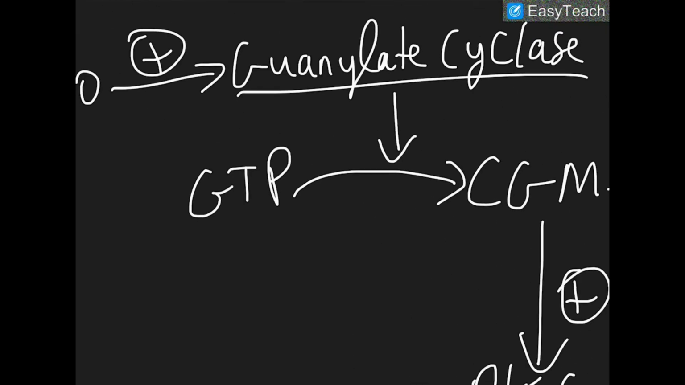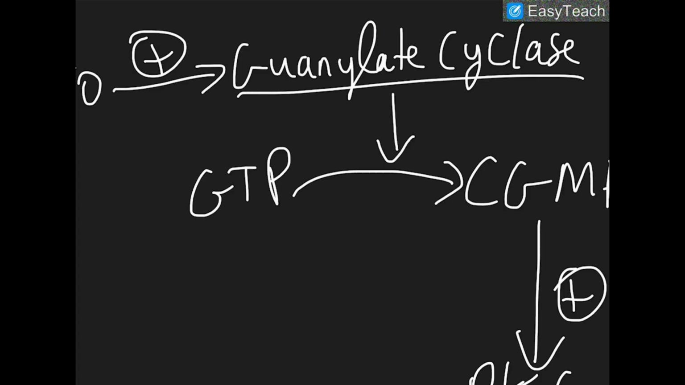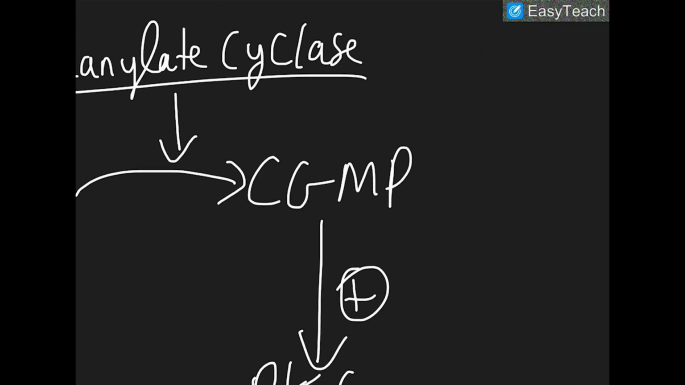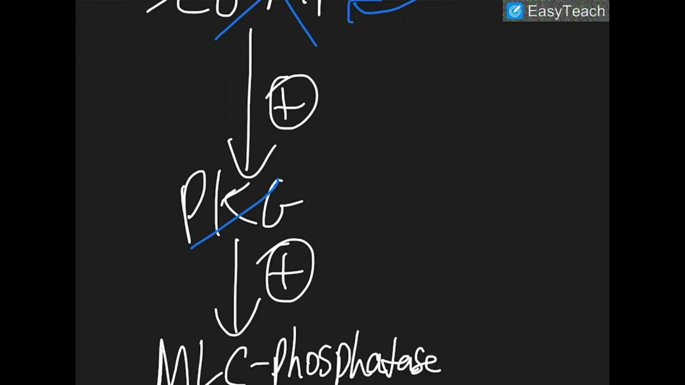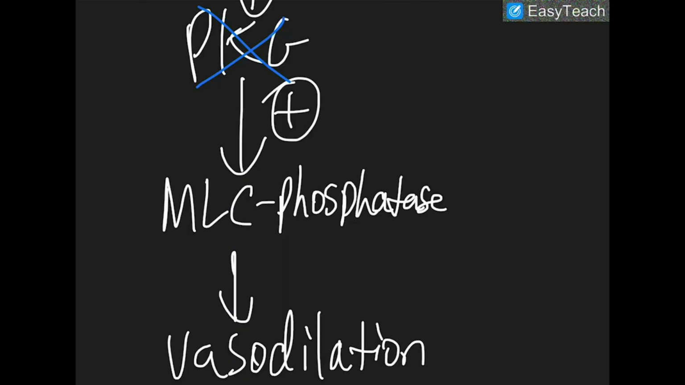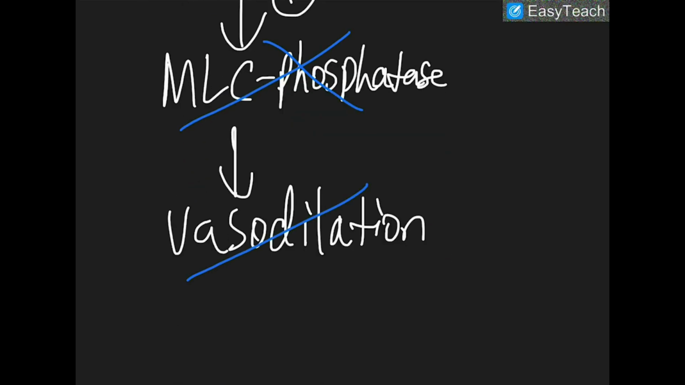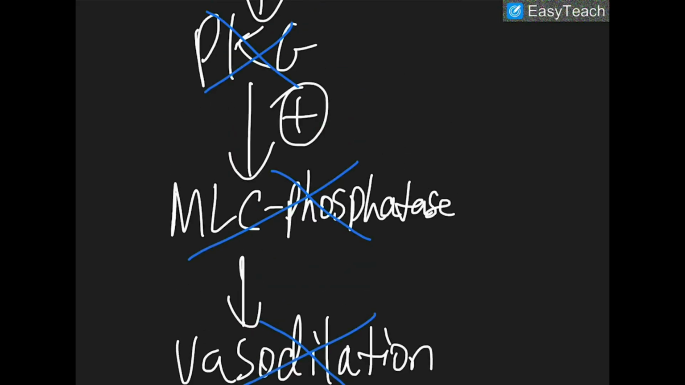Where does phosphodiesterase 5 come into play here? Phosphodiesterase 5 degrades cyclic GMP, so that's very important. Phosphodiesterase 5 comes over to cyclic GMP and degrades it, which means you're going to have less protein kinase G and less activation of myosin light chain phosphatase, which means less vasodilation and more vasoconstriction.